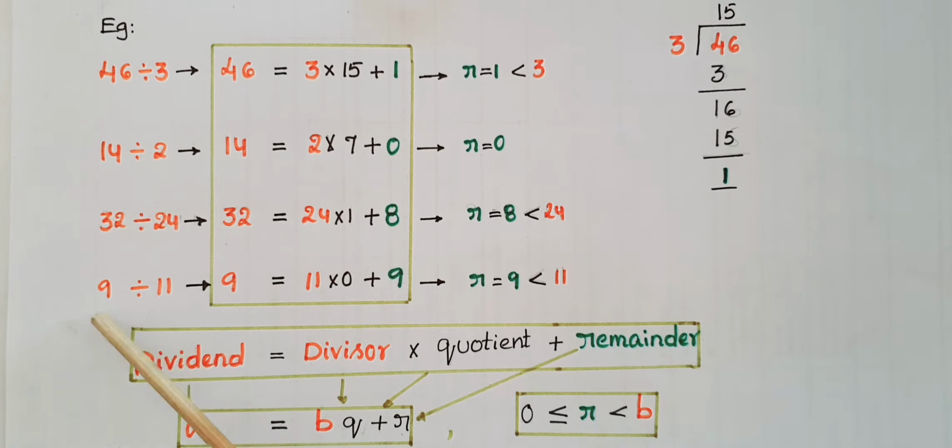And next one is 9 divided by 11. Here 9, the dividend, is less than the divisor 11. So 9 is equal to 11 into 0 plus 9. So here also remainder 9 is less than the divisor 11.